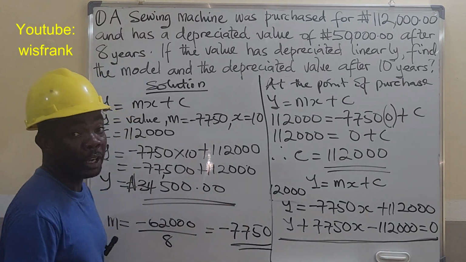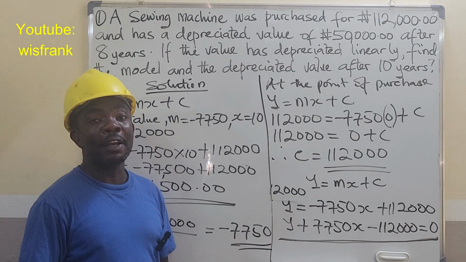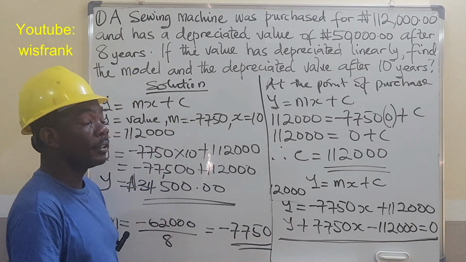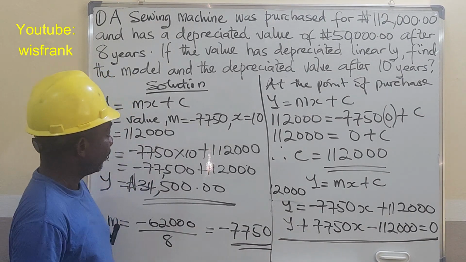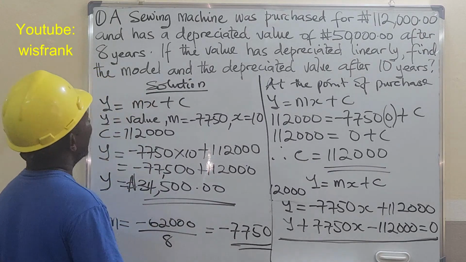The depreciated value of the sewing machine after 10 years is 34,500 naira. So we are going to look at the second part of the question.